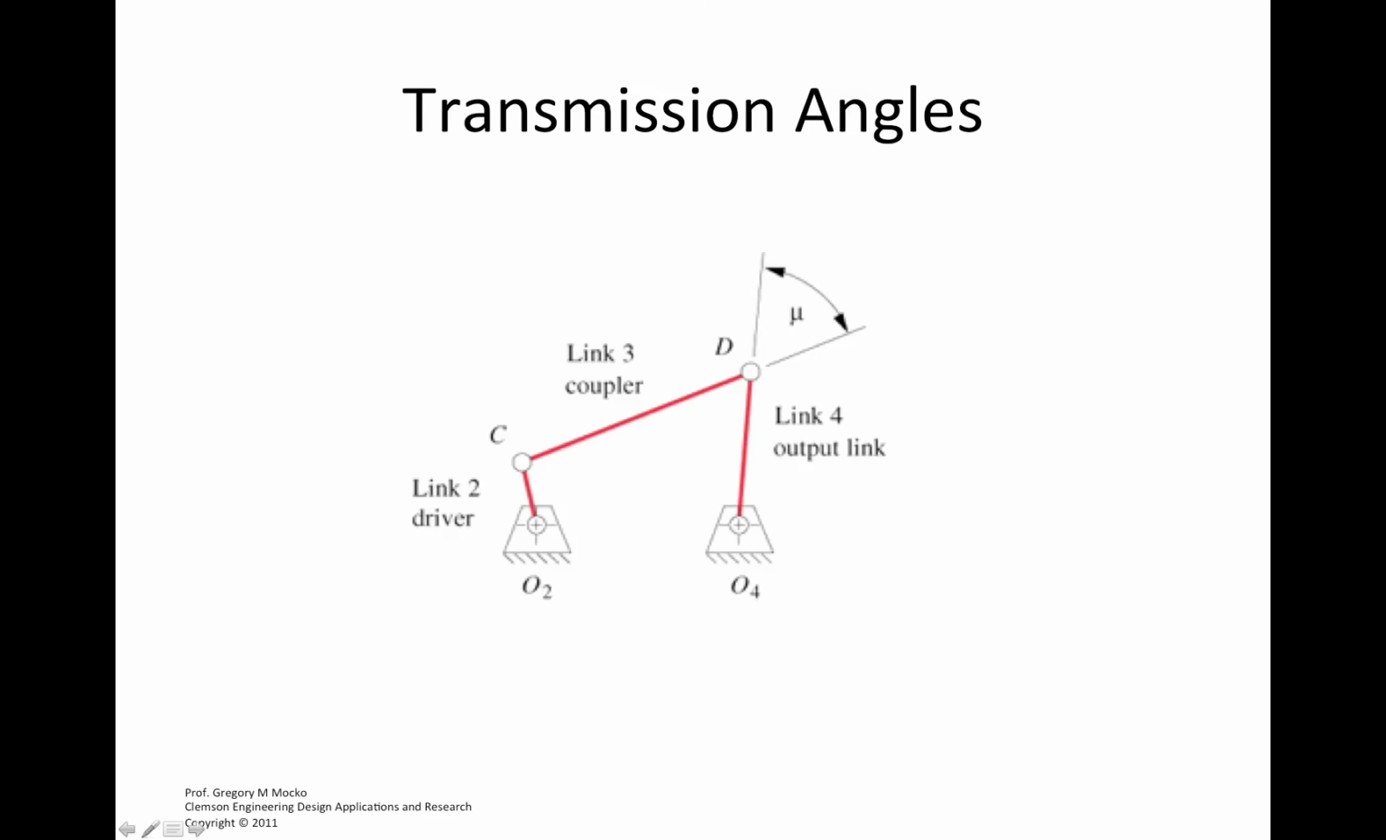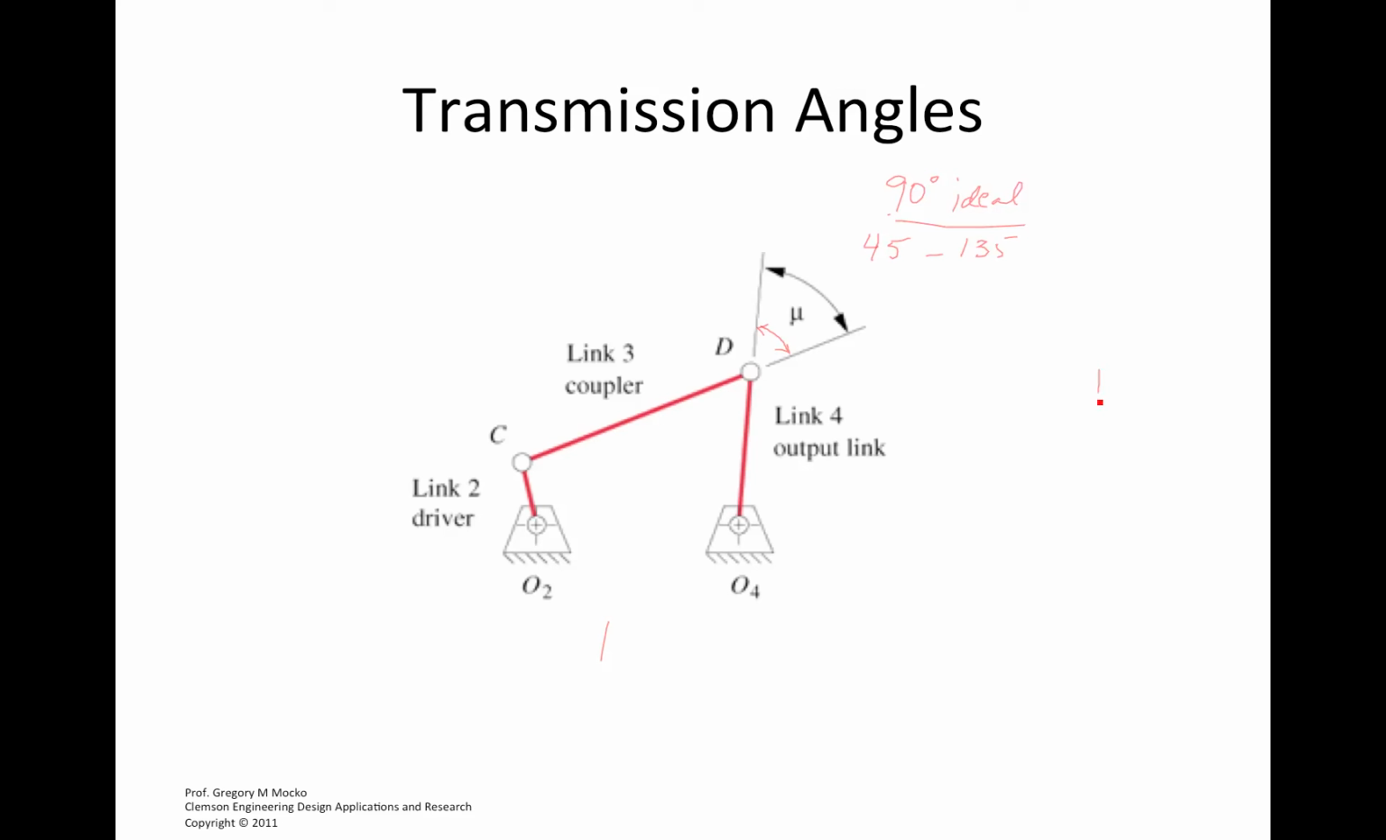So what does this mean here? Really, our transmission angle is the angle between this coupler here and this output link. So this is our transmission angle, mu. And I told you that 90 degrees is ideal, right? And we'd like to keep it between 45 and 135. So let me explain to you why 90 degrees is ideal.